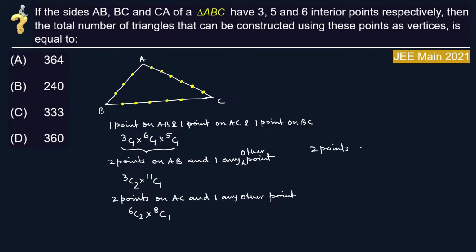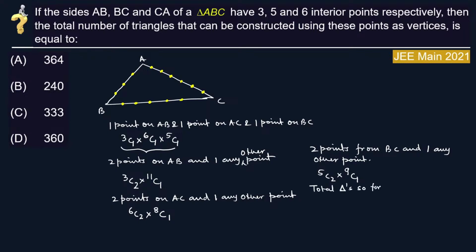Now let me choose the last case. 2 points from BC and any other point. Now your BC is having 5 points. So 2 points can be chosen in 5C2 different ways. And the other points which are left are 6 plus 3, that is 9. So from those 9 points, I am going to choose only 1 point. Is it clear?